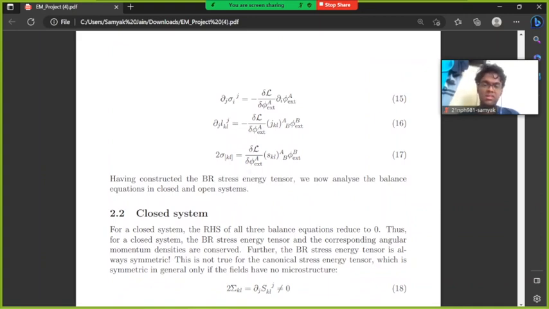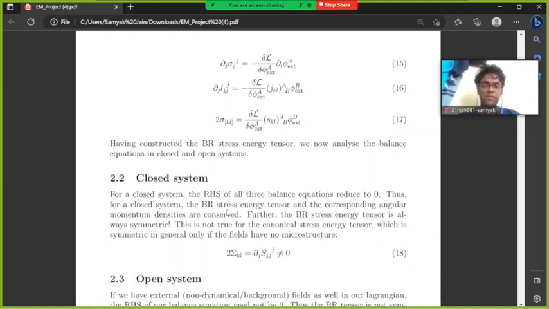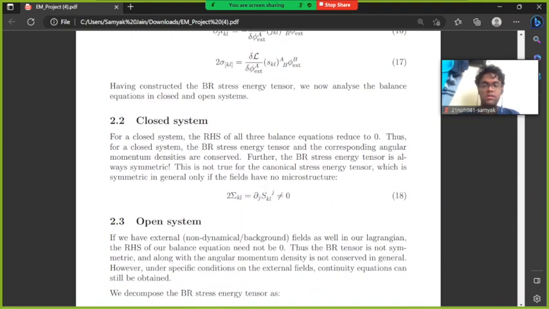Now we will analyze these new balance equations in closed and open systems. For closed systems, the RHS of all these equations simply goes to 0, and we immediately see one big advantage of the BR tensor from equation number 7. We have that the BR tensor must be symmetric because sigma KL is equal to sigma LK. So this was not true for the canonical stress energy tensor even in a closed system. The canonical stress energy tensor is symmetric only if the fields do not have microstructure. However, the BR tensor is symmetric in a closed system even if the fields have microstructure.